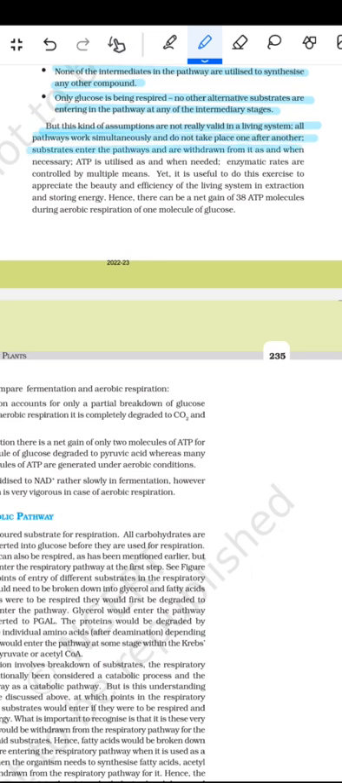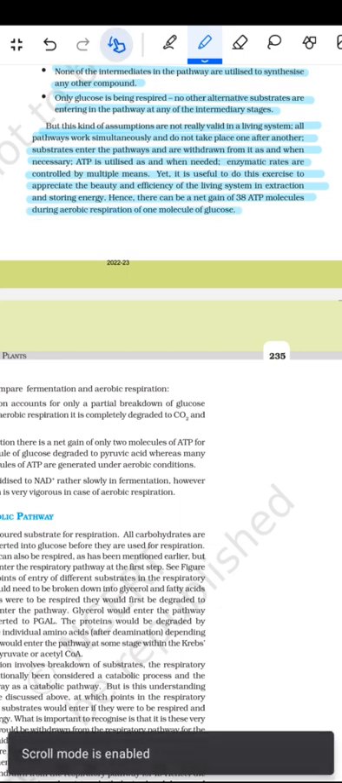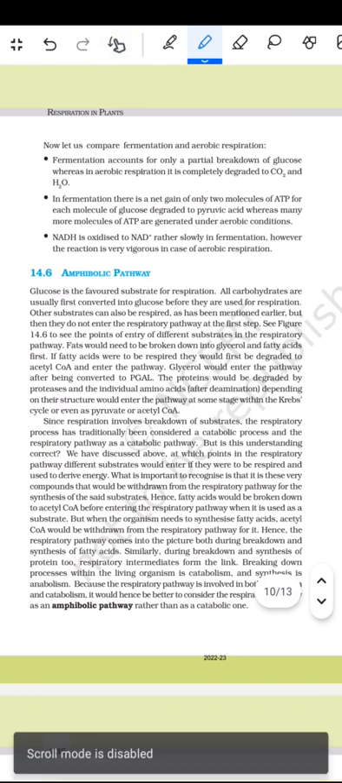Substrate enter the pathway and are withdrawn from it as and when necessary, ATP utilized as and when needed. Enzymatic rates are controlled by the multiple means, yet it is useful to do this exercise to appreciate the beauty and the efficiency of the living system in the extraction and the storing energy. Hence, there can be a net gain of the 38 ATP molecule during the aerobic respiration of the 1 molecule of the glucose. फिर कहता है कि now let us compare the fermentation and the aerobic respiration.